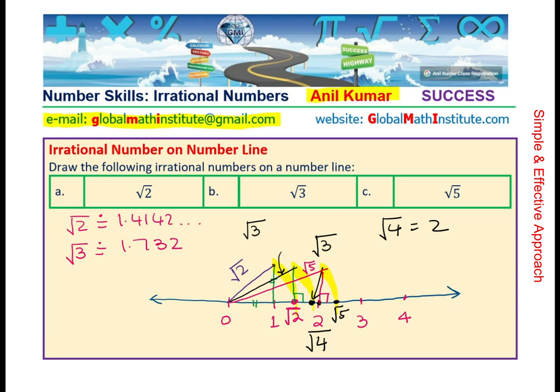With this technique, you see, you can actually plot exactly all the irrational numbers. Make sense? Great. So, as an exercise, I would like you to plot 1 plus square root 7 on a number line.